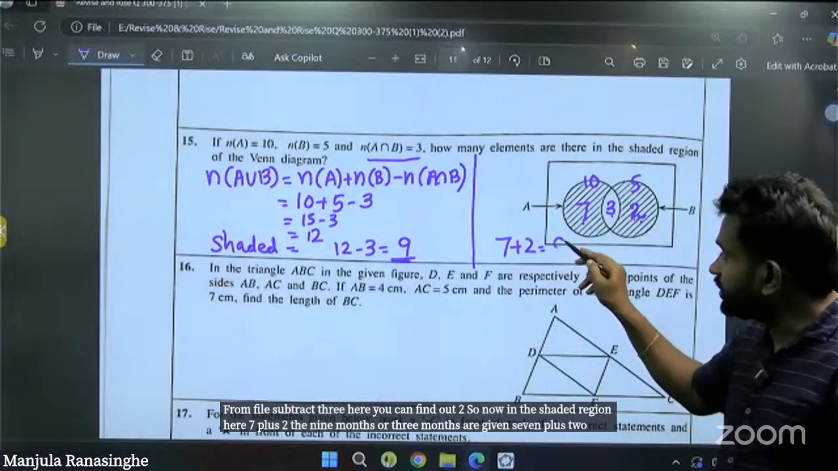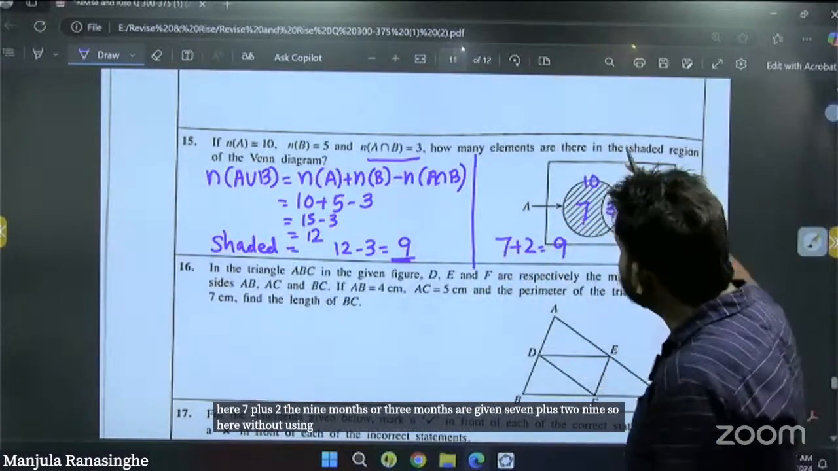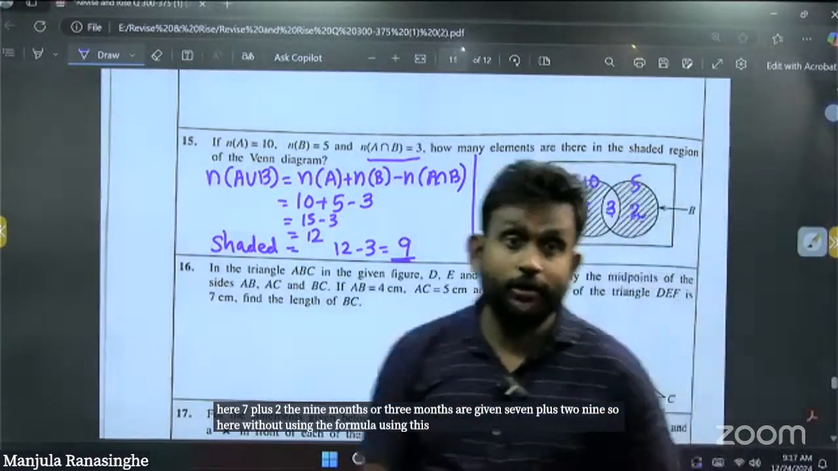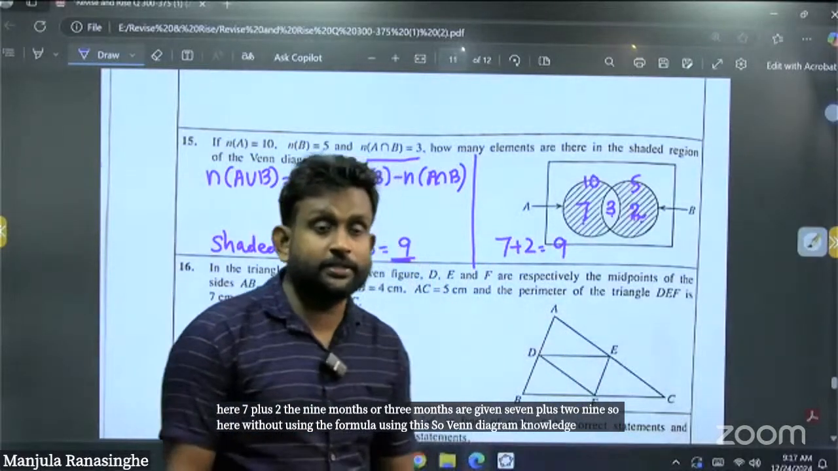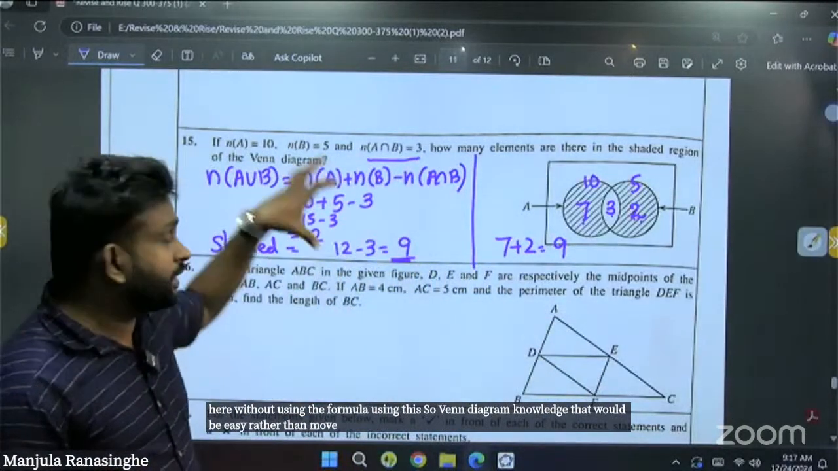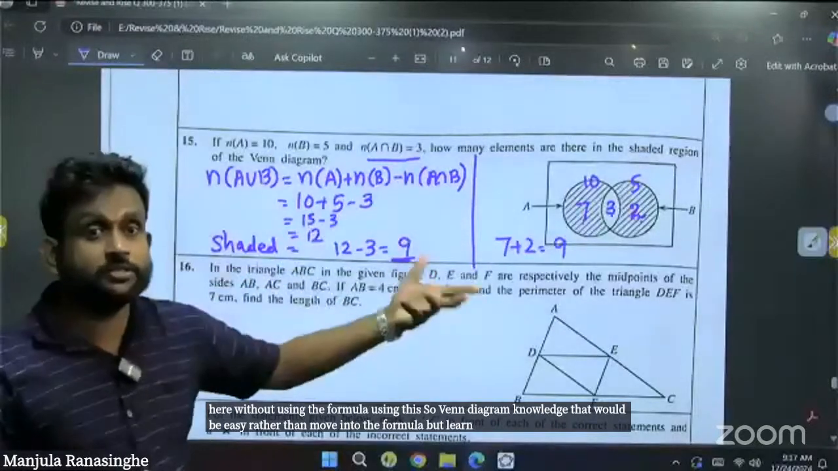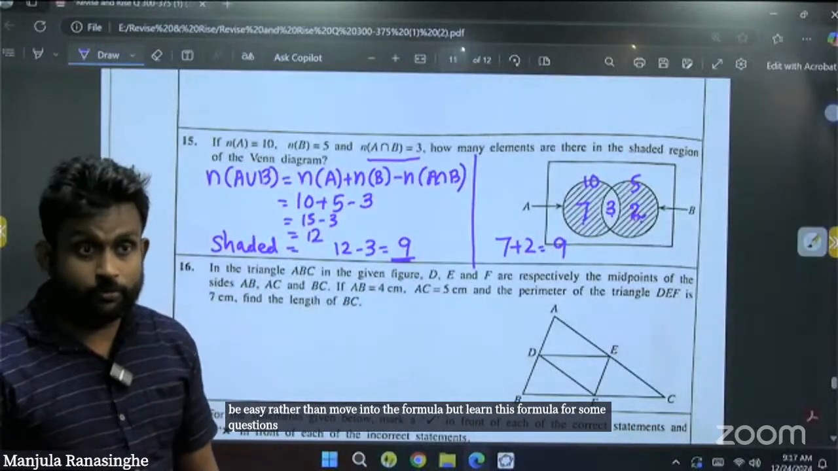So here without using the formula, using this Venn diagram knowledge, that would be easy rather than moving to the formula. But learn this formula, for some questions it is the applicable one.